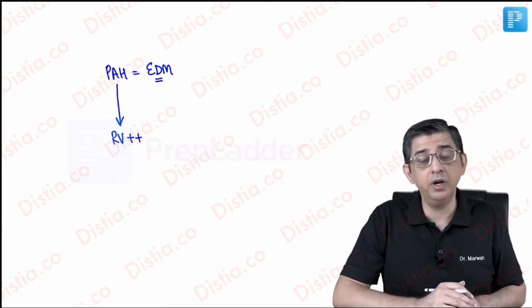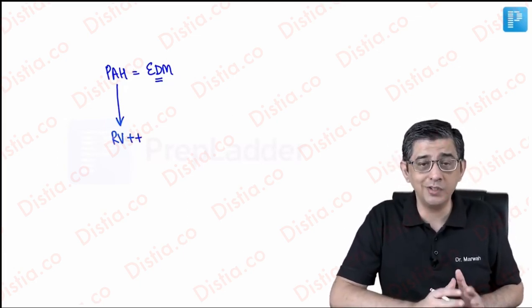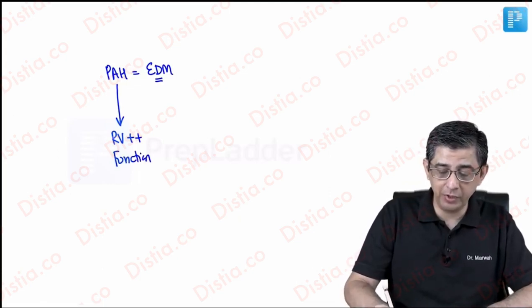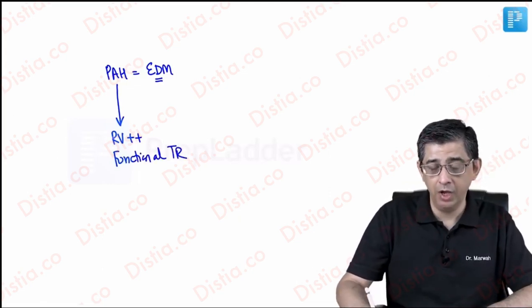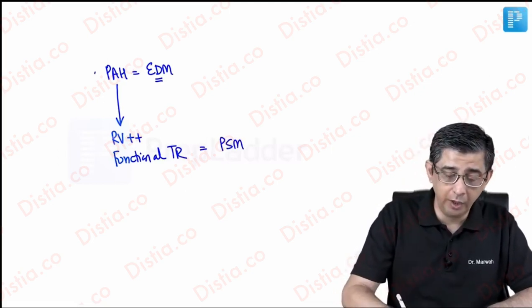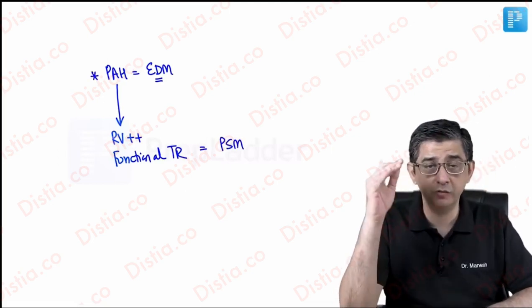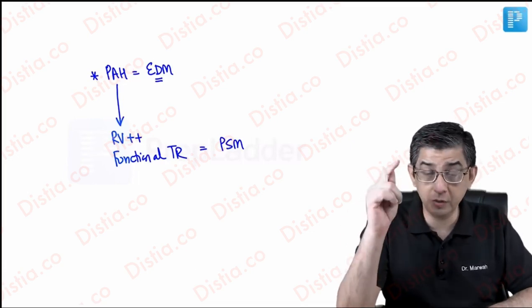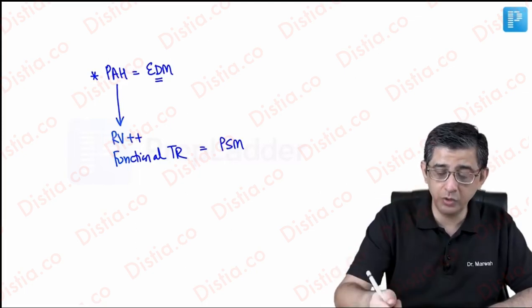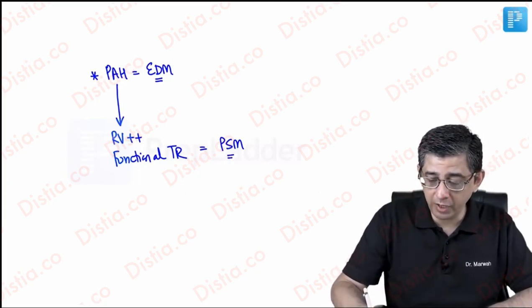I said pulmonary artery hypertension is going to cause a gross dilatation of the right ventricle, and therefore a functional tricuspid regurgitation would develop in this patient, which is going to contribute to a pan-systolic murmur. So you can see that if pulmonary artery hypertension is of the mild variety, you have an early diastolic murmur. As the disease becomes more severe, you also have a pan-systolic murmur.